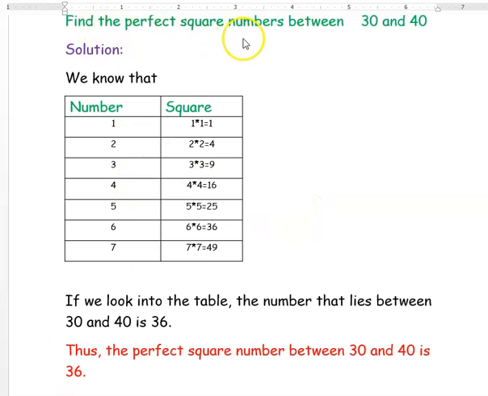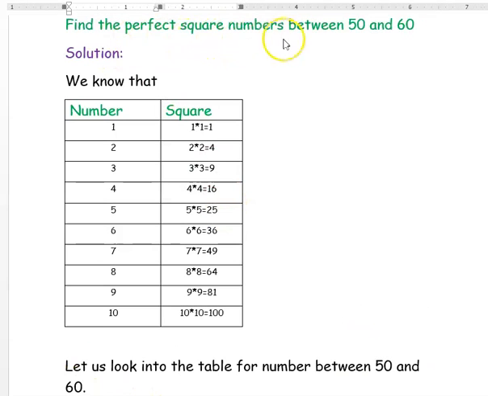Next question, find the perfect square number between 30 and 40. So now we can form a table so that we can write the numbers. 1 squared is 1, 2 squared is 4, 3 is 9, 4 is 16, 5 is 25, 6 is 36, 7 is 49. We want a perfect square number between 30 and 40. If you look into this table, 36 lies between 30 and 40. Thus the perfect square number between 30 and 40 is 36.